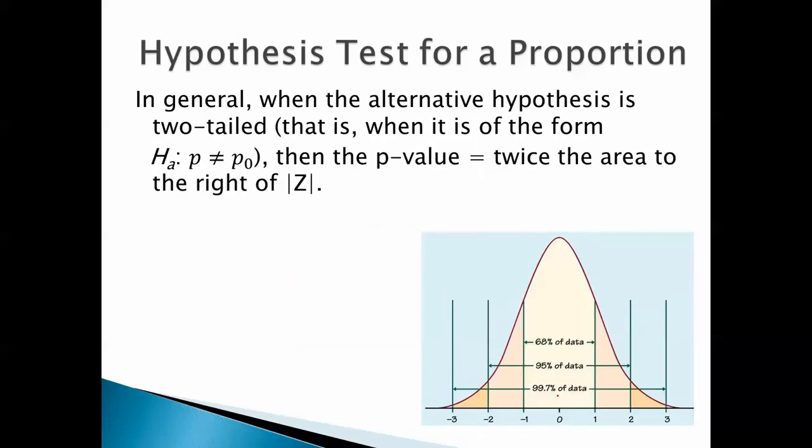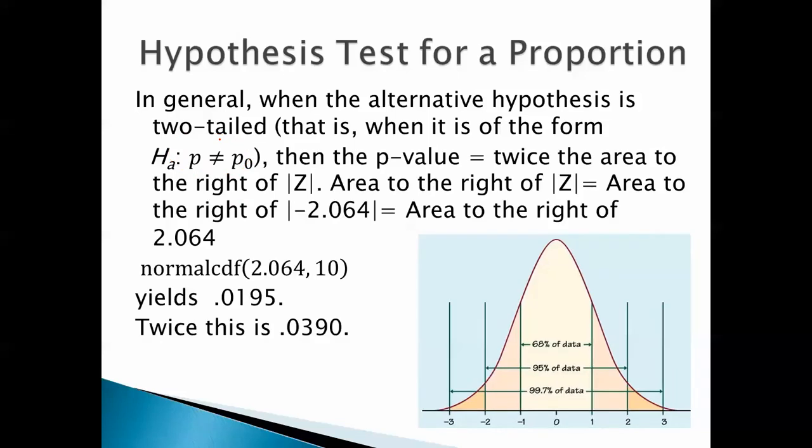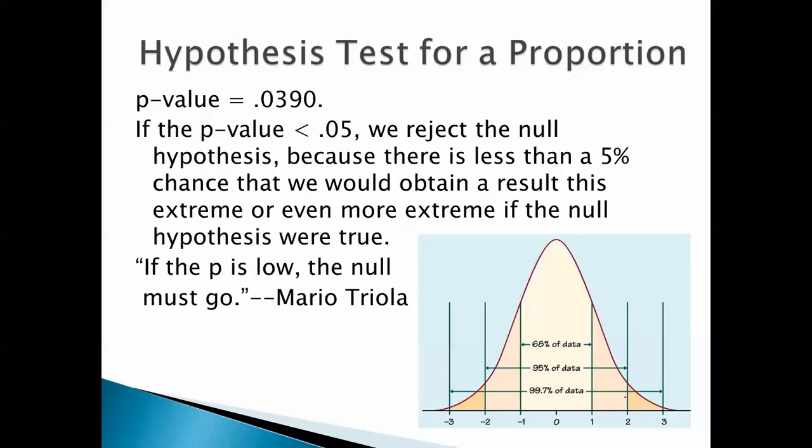In general, when the alternative hypothesis is two-tailed, that is, when it's of the form p does not equal p sub 0, then the p-value is twice the area to the right of the absolute value of z. In this case, the area to the right of z in absolute value is the area to the right of 2.064. And when you calculate that on the TI, you end up with 0.0195. And twice that is 0.0390. So your p-value, again, is going to be twice this area. Twice 0.0195, that's 0.0390. So our p-value is 0.0390.